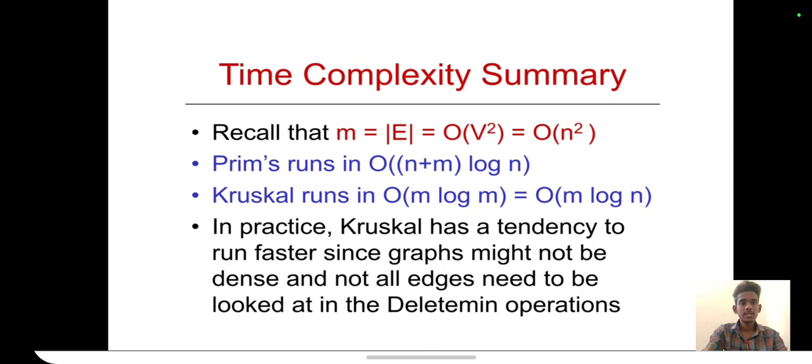Time complexity summary. Recall that m equals |E|, which is O(V squared) equals O(n squared). Prim's runs in O((n plus m) log n). Kruskal's runs in O(m log m), which equals O(m log n). In practice, Kruskal has a tendency to run fast since graphs might not be too dense and not all edges need to be looked at in the delete minimum operations.